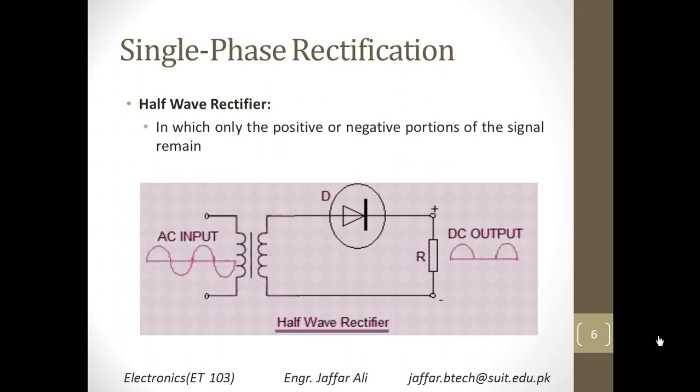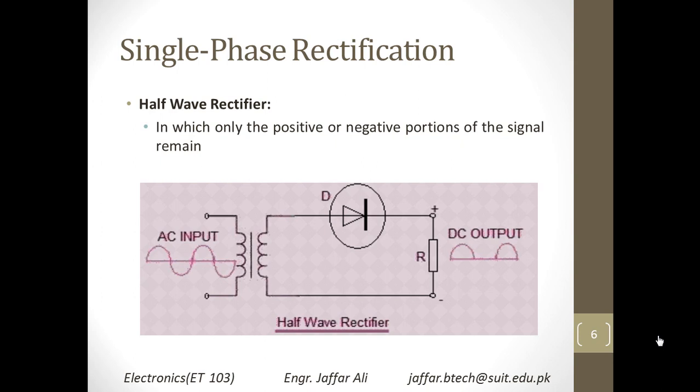Now starting with single phase rectification, as I have told you, in single phase rectification only a single phase AC is converted to DC. The first type of single phase rectifier is the half wave rectifier. This type of rectifier only converts half of the wave into DC, and it chops the other half of the signal. The diagram is shown over here.